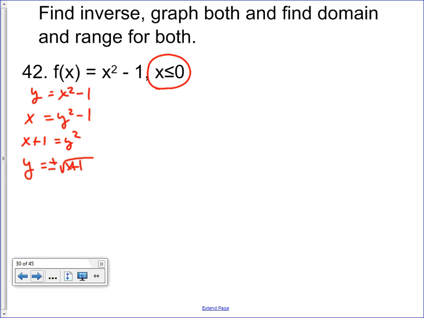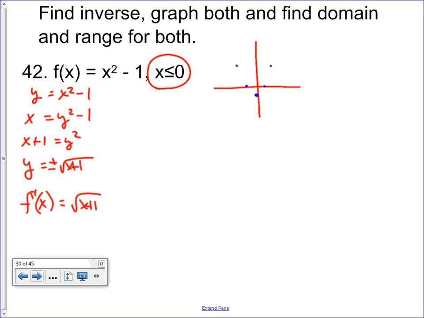So f inverse of x is the square root of x plus 1, I think. Here we go. Now, let's graph. If we're graphing x squared minus 1, that's a parabola that has moved down 1 unit. So here it is, and then here are my points over 1. That was not pretty, I'm sorry. And over 2, up 4.